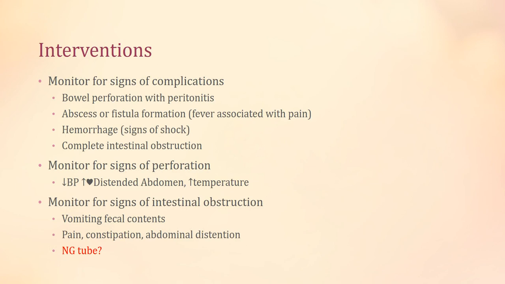Interventions, you're going to monitor for signs of complications. You're going to monitor for bowel perforation with peritonitis. You're going to monitor for abscesses or fistula formation, which is going to be more of a fever and pain in the abdomen. You're looking for hemorrhaging, blood in the stools, signs of shock, low blood pressure, high heart rate, or you're going to look for a complete intestinal obstruction. The constipation, they haven't gone for days and weeks on end, and they're having more distension, more pain.